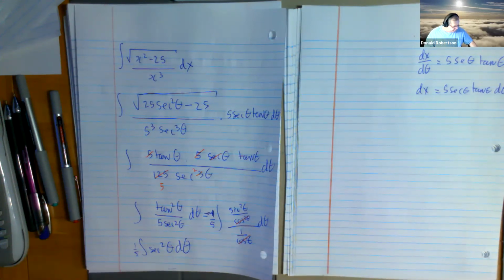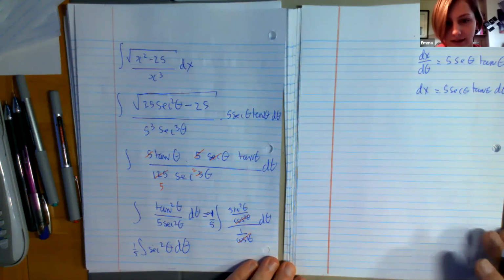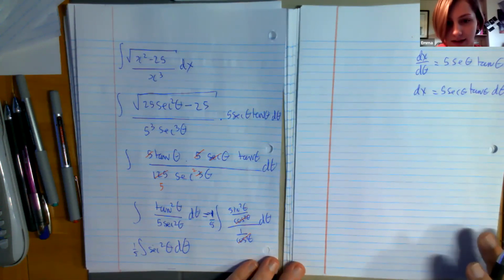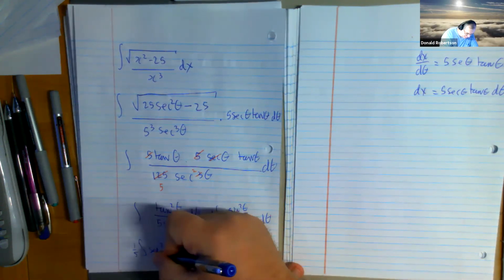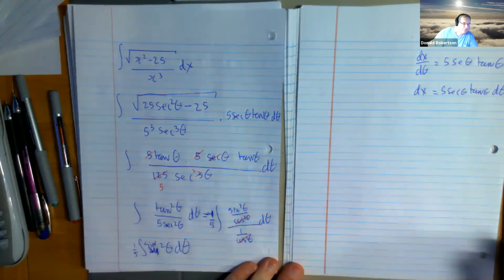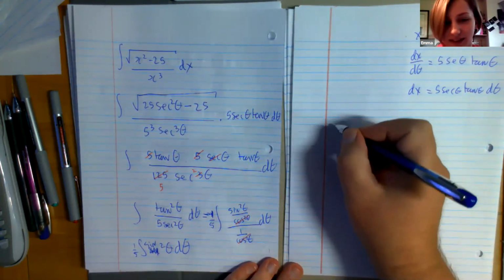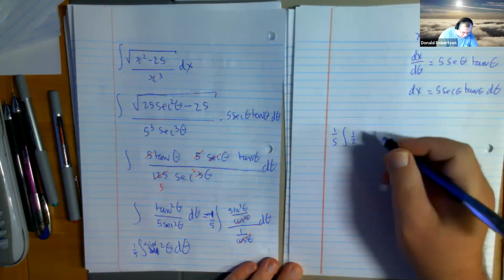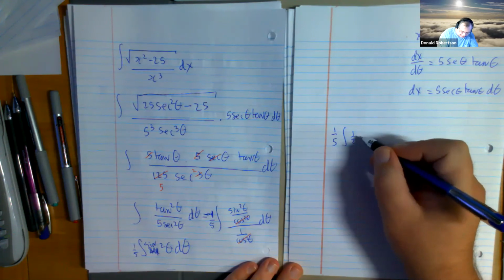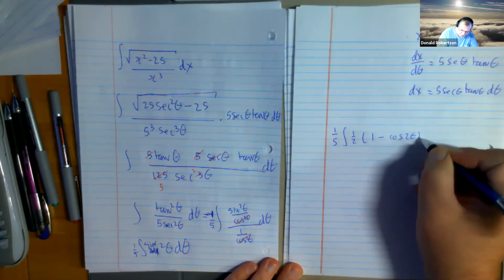How am I going to get secant squared theta? Oh wait, that's sine. Sine's good. Not secant squared, it's sine squared. Oh, you're right, sine squared theta. Where am I going with sine squared theta? That would be the half angle formula. Double angle, half angle, whatever name you want to call it, it's a half of 1 take away the cosine of 2 theta.